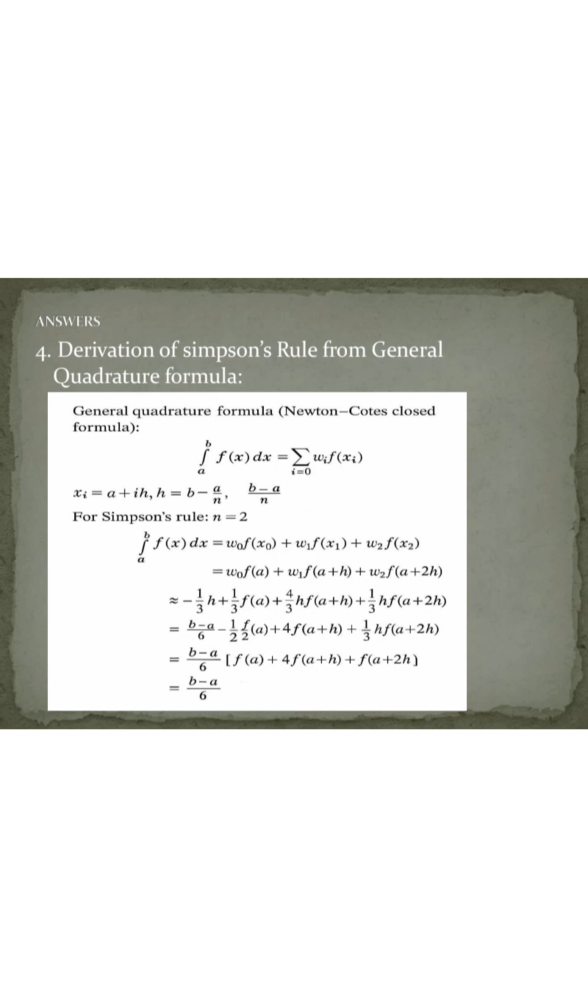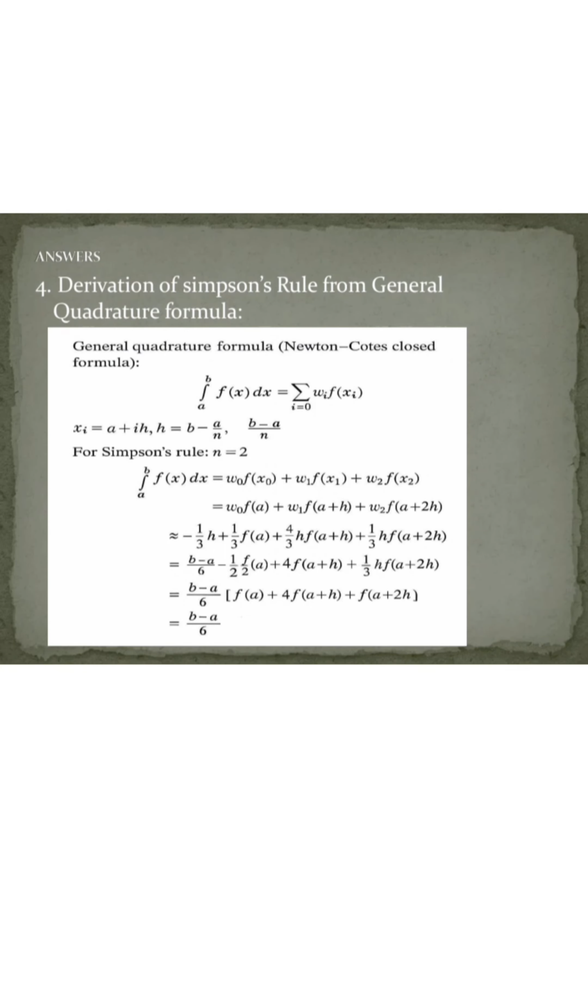Integral of f(x) from a to b equals w0 f(x0) plus w1 f(x1) plus w2 f(x2), which equals w0 f(a) plus w1 f(a+h) plus w2 f(a+2h). Approximating, we get 1/3 h f(a) plus 4/3 h f(a+h) plus 1/3 h f(a+2h), which equals (b minus a)/6 times [f(a) plus 4 f(a+h) plus f(a+2h)].